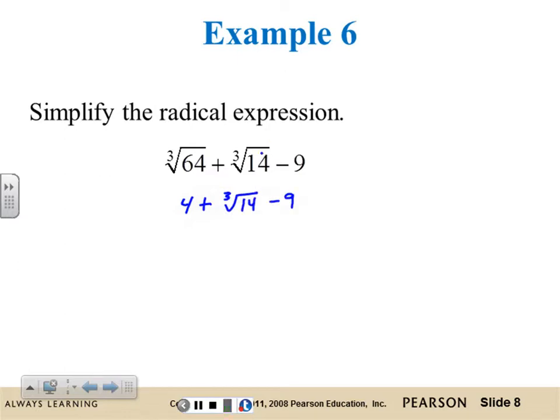So now, to simplify this, all I'm going to do is put my whole numbers together. So 4 and negative 9. Remember, the sign in front of the number goes with that number. So we have 4 and negative 9, which is going to be negative 5. And we're adding, we're not multiplying, plus the cube root of 14. So you have negative 5 plus the cube root of 14. So be very careful with that when you're multiplying versus adding. Again, pay attention to those signs.